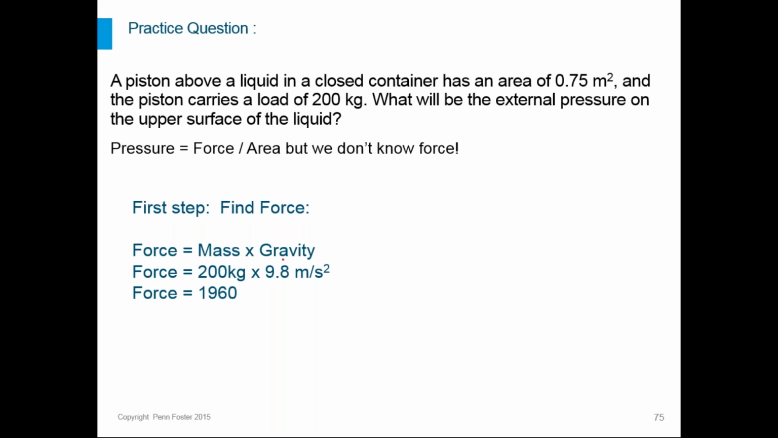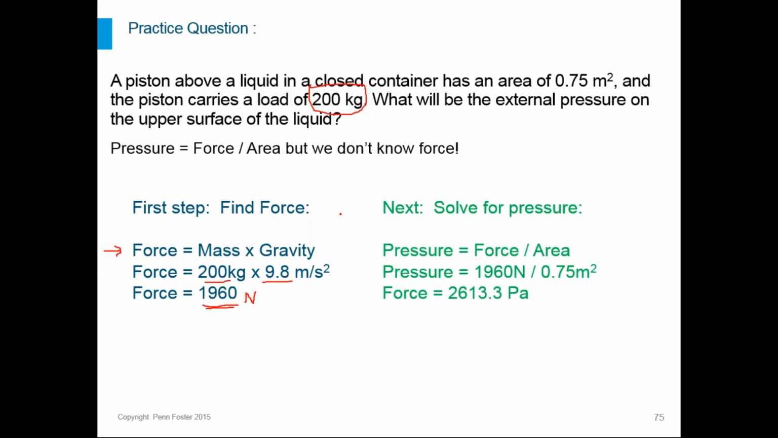Force is mass times gravity. So the formula is written correctly here. I'm sorry about the last slide, but we've got force is mass times gravity. So it tells us our mass. Our mass is 200, so that gets put in here. Gravity is always 9.8, and so our force is 1,960. And that would be in the unit of newtons.